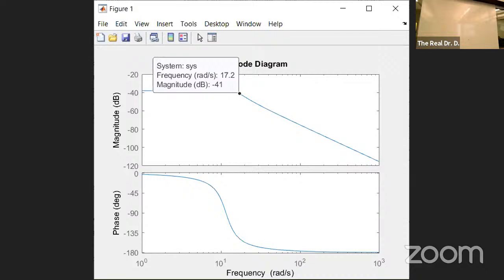17.2 radians per second is what we consider to be our cutoff frequency, right? Which is obviously given the letter omega p. The omega c is taken. It's the corner frequency. So if you have the Bode plot and you have it in MATLAB, it's very easy to get.